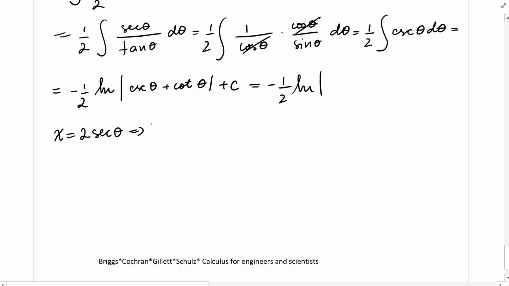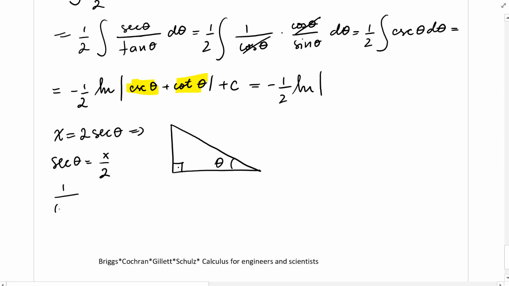So in other words, if I want to find out cosecant theta and cotangent theta, I'm going to draw a triangle, a right triangle, where the acute angle is theta. I have 90 degrees. So secant theta, it's x over 2. Secant is 1 over cosine theta, it's x over 2, or cosine theta is 2 over x. So cosine theta is the adjacent over hypotenuse, which means this side here is the square root of hypotenuse squared minus 4.